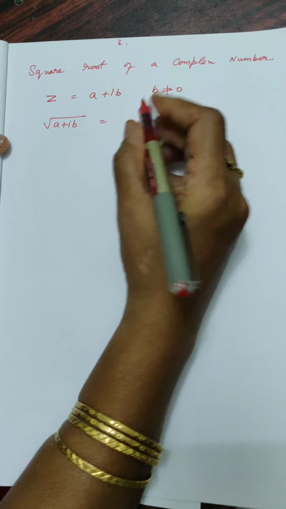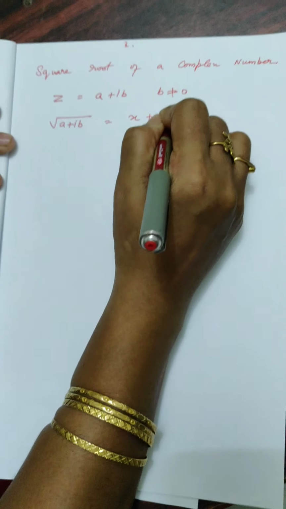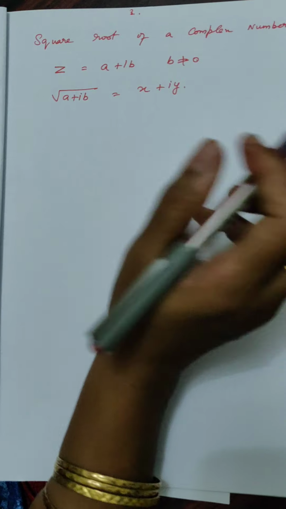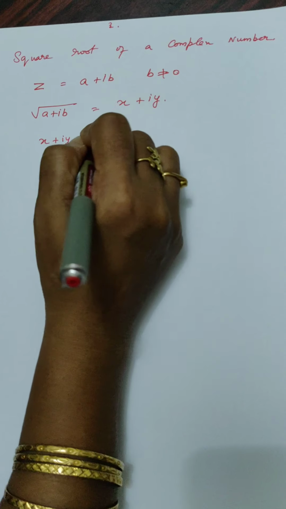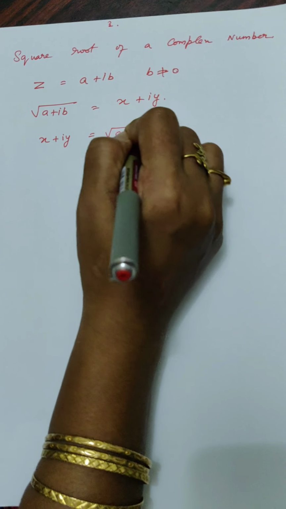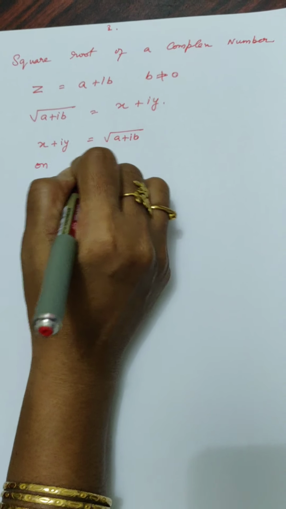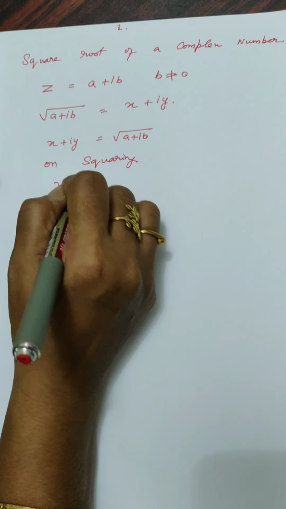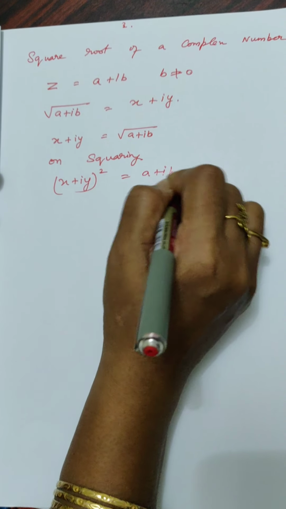So what is the square root of a plus ib? Because it is a complex number, certainly you will get a complex number x plus iy. Our aim is to find out x plus iy. Just to see the proof: x plus iy equal to root of a plus ib. Squaring on both sides, x plus iy the whole square equal to a plus ib.